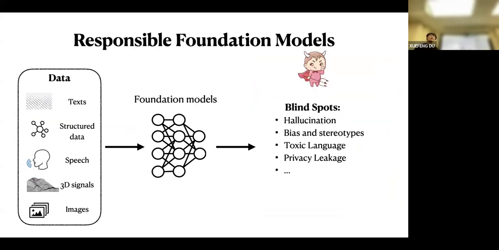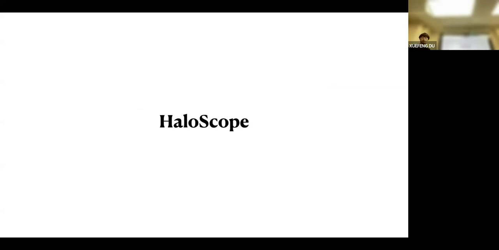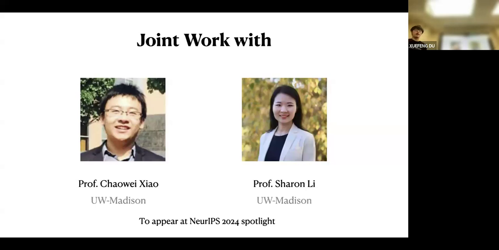That leads to the second part of my PhD research, which focuses on responsible foundation models. My research tries to identify and mitigate the safety vulnerabilities of foundation models by tackling issues like language model hallucinations, bias and stereotype generation, toxic language, etc. In this talk, I'm going to focus on a specific work that tries to tackle language model hallucinations. This is joint work with Professor Sharon Li here at UW-Madison, and this paper is going to be a spotlight presentation at NeurIPS this year.